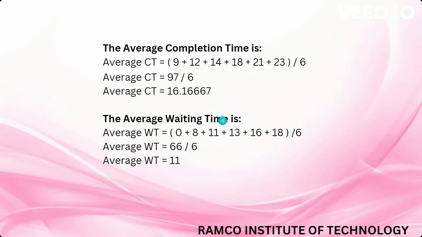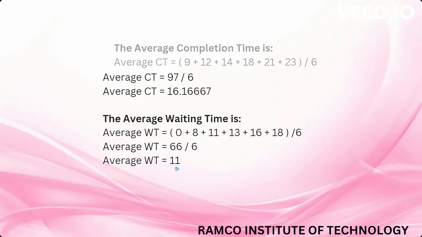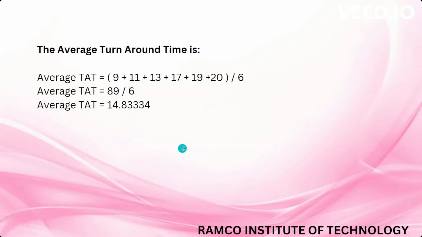The average waiting time is 11. Here, the total waiting time of all the processes is divided by the number of processes. So average waiting time is 11. Next is average turnaround time. The average turnaround time is 14.83334. That is the total turnaround time of all the processes divided by the number of processes.